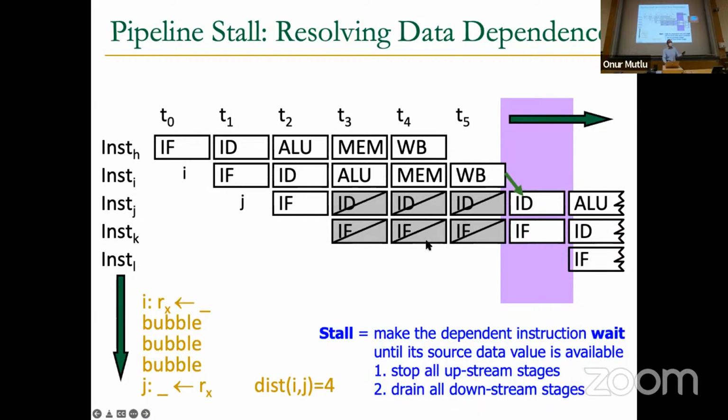Basically, to be able to do this, you need to stop all upstream stages. Upstream stages are earlier parts of the pipeline. You need to drain all downstream stages. And that's what we did, basically. We stopped instructions J, K, etc. And we ensured that instruction I finishes its write back. And once the result's available, we continue the upstream stages also.